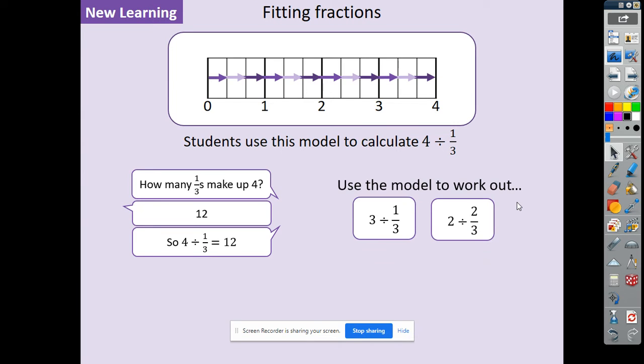So I would like you to use this model to work out these two that I've just put on the board here. So pause the video, go and work them out first, and then come back and you can check your answers.